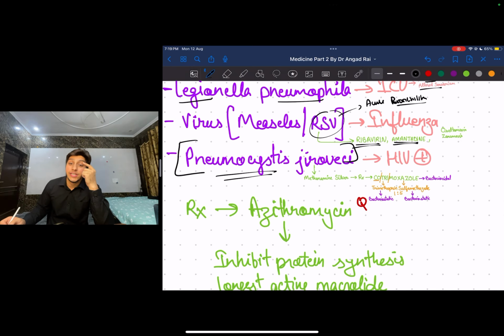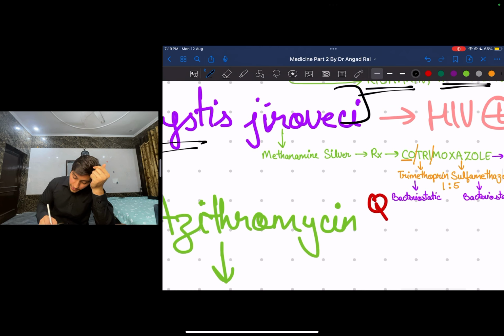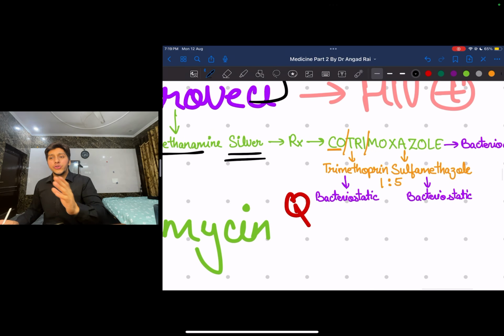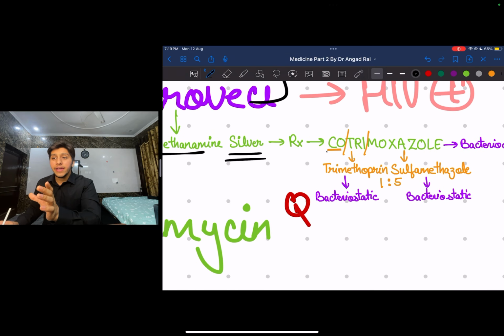They'll ask you what stain is used. In Pneumocystis jirovecii, you'll have methenamine silver stain. They'll ask you the drug of choice. Again, we have to integrate all the subjects. The drug of choice for Pneumocystis jirovecii is co-trimoxazole. How do you divide this? Co means combined, tri is trimethoprim, and moxazole is sulfamethoxazole.